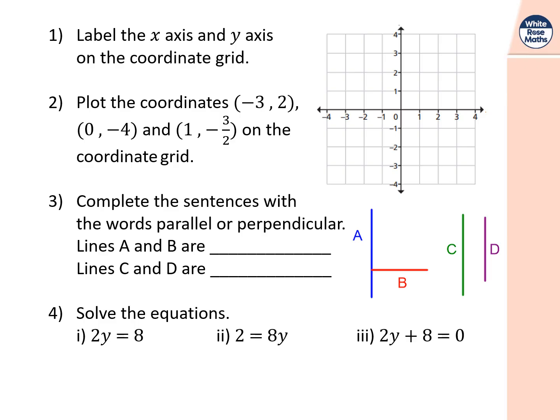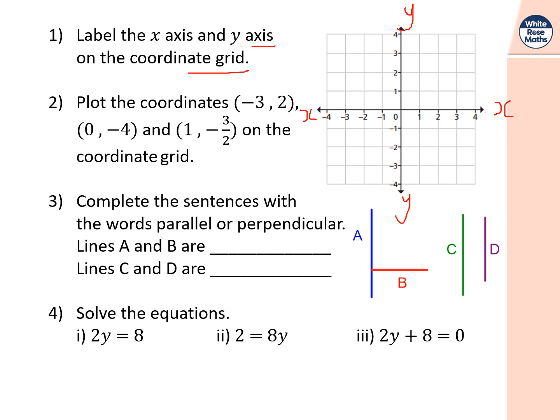This is our starter. Question number 1, label the x-axis and the y-axis on the coordinate grid. The horizontal part of my grid, the horizontal axis, is what I call my x-axis, so label it with x, and the vertical is my y-axis. So the horizontal is your x-axis, and your vertical is the y-axis. I labeled it here with just the letter in maths.